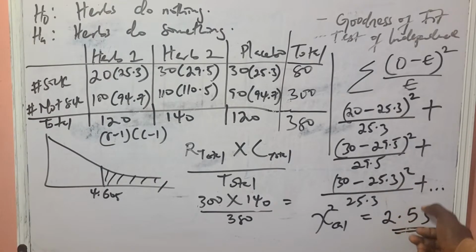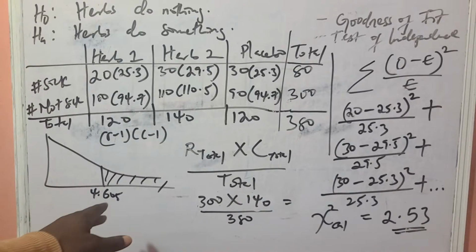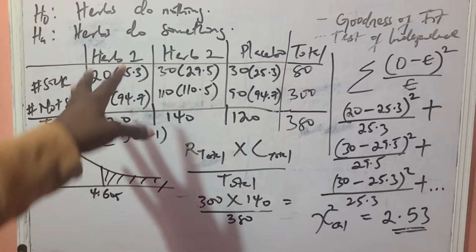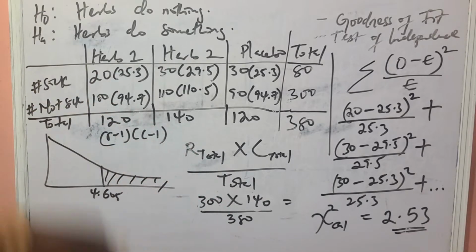So we got 2.53. So we come to our curve right here, and we want to check if 2.53 falls in the rejection region or not. And we saw that 2.53 obviously doesn't fall in the rejection region. So obviously we're going to be concluding that we cannot reject the null hypothesis. All right, so we are doing this at alpha being 0.1. Don't forget, our alpha was 0.1. So guys, that's just everything.